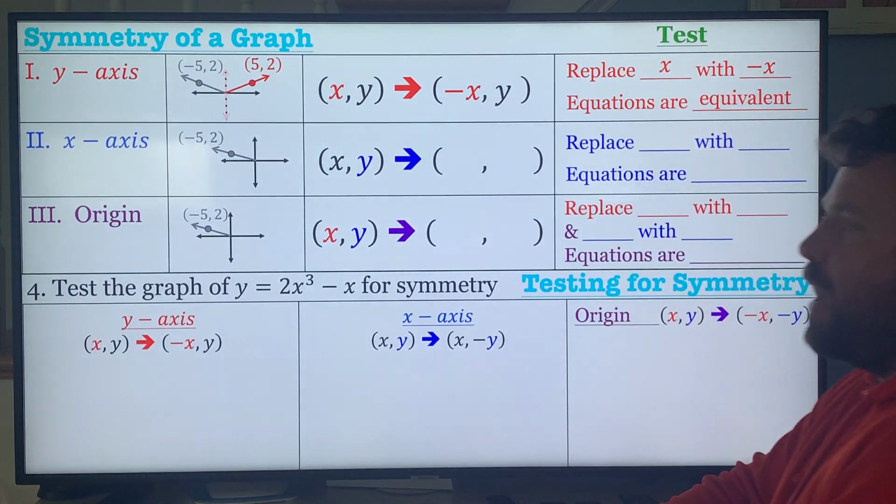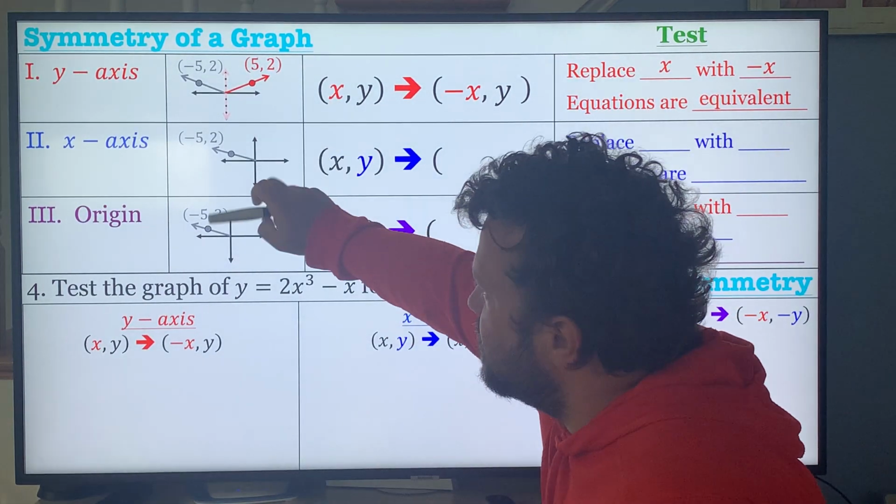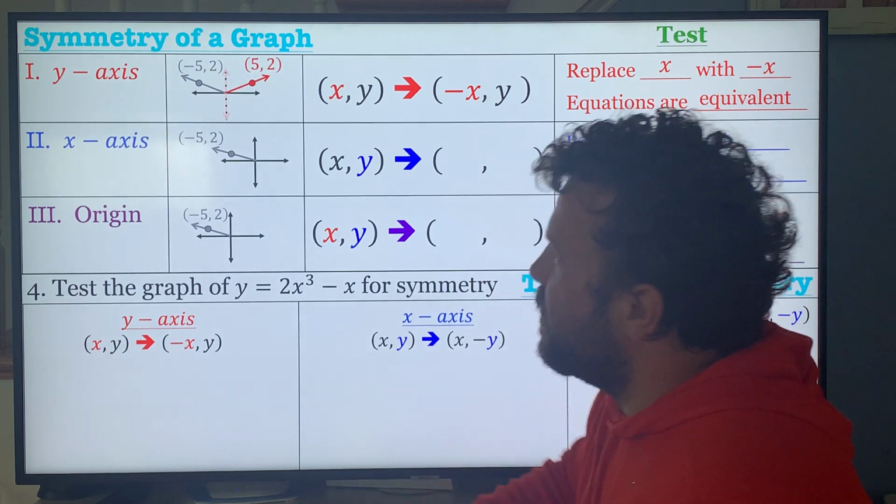All right. Now we have our x-axis, our horizontal axis. So we're going to reflect that over your x.